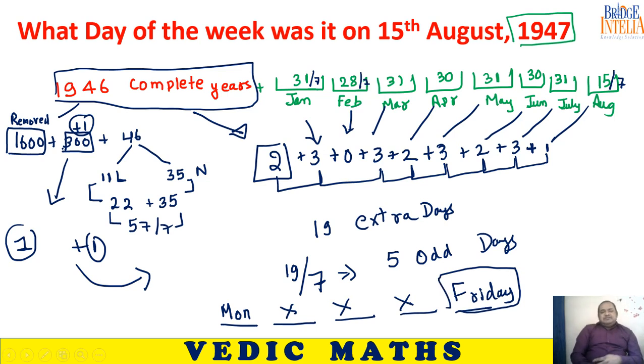So let us verify. 15th August 1947, you know, very historic date. India gained independence on that day. So let's see if some newspapers are available. 15th August 1947, was it a Friday? So 15th August 1947, yes, it was a Friday. So the newspaper of that historic day.